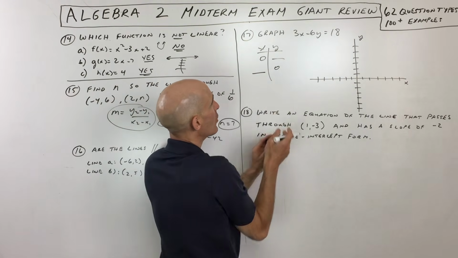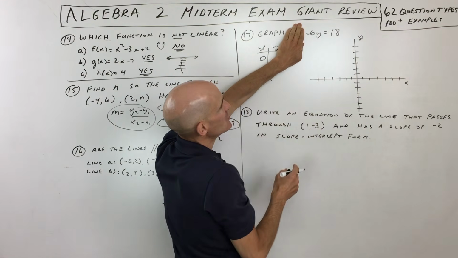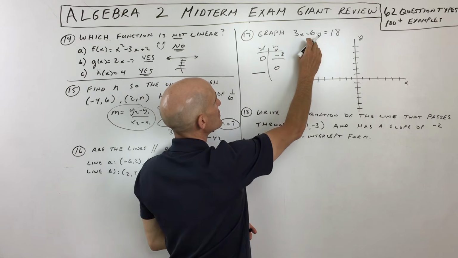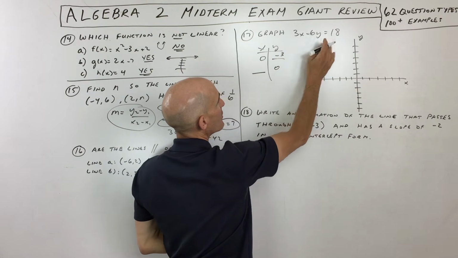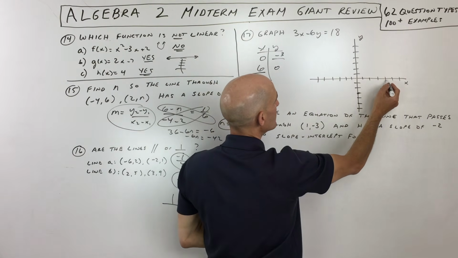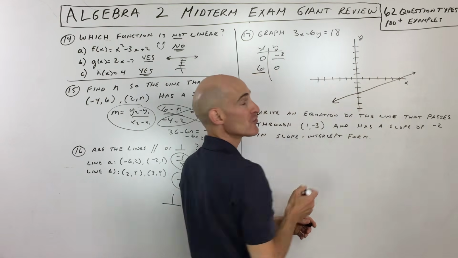So if you set x to 0, I'm covering this up because 0 times anything is 0, divide both sides by negative 6, you can see y is going to be negative 3. And if you set y to 0, 0 times anything is 0, I'm covering that up, divide by 3, x is going to be 6. So if we plot those points, (0, negative 3) and (6, 0), all we have to do is get out a ruler and draw a line through those 2 points.